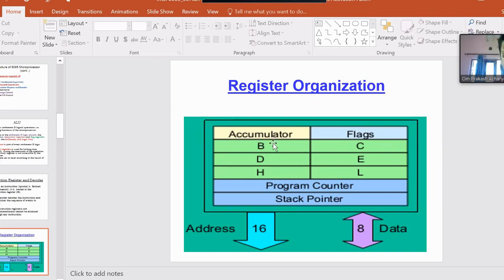So these are the combinations. You cannot club B and E, or B and D. You have to club B and C, D and E, etc. So the combination of HL is an important part. What is its job? Can anyone tell? Have you remembered that?